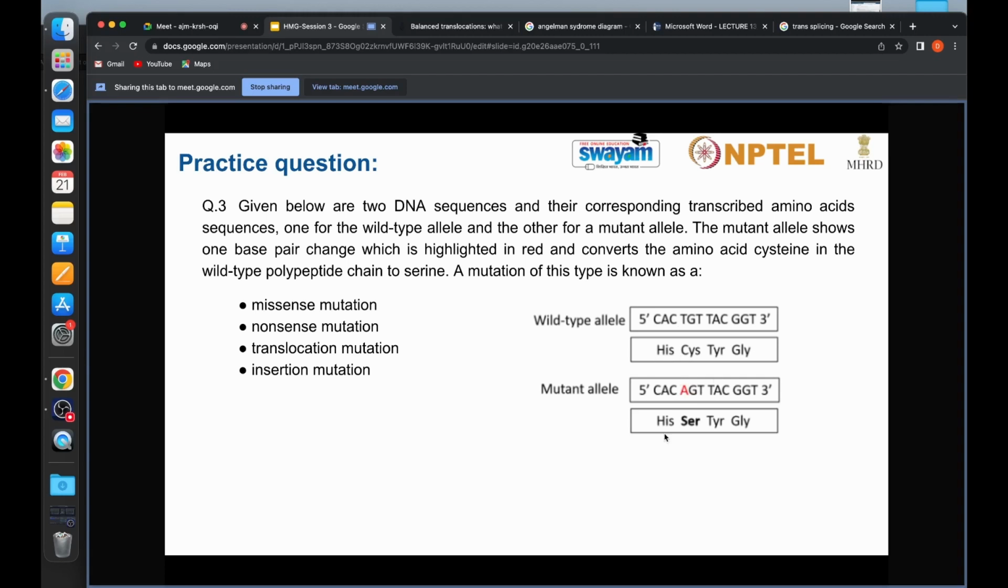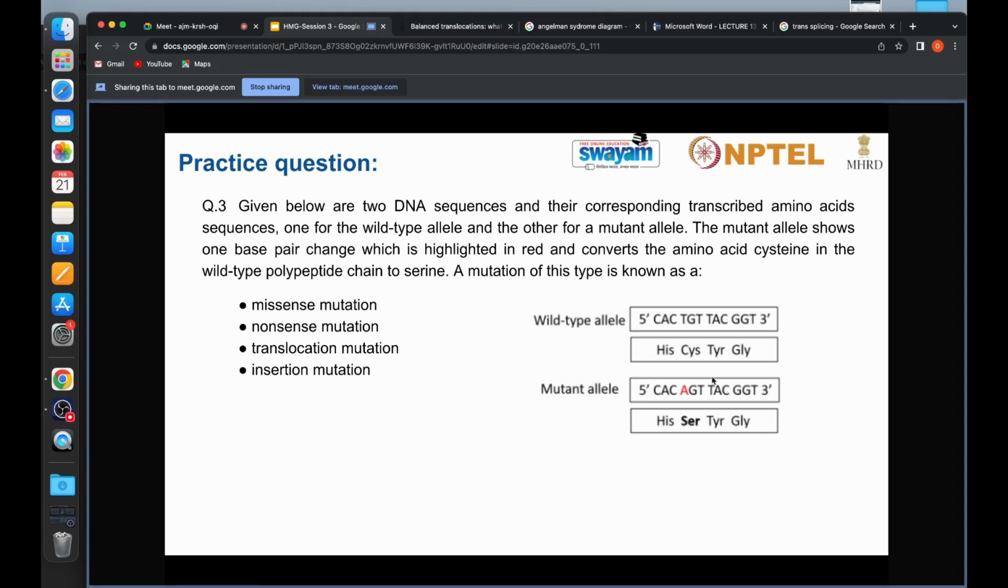And this is the amino acid that is being coded from this sequence. And they've asked you that in the wild type allele, it was coding for histidine, cysteine, tyrosine, glycine. But in the mutant allele, you observe histidine, serine, tyrosine, and glycine. So what is this kind of mutation referred to as? So you have to tell what kind of mutation has occurred here.